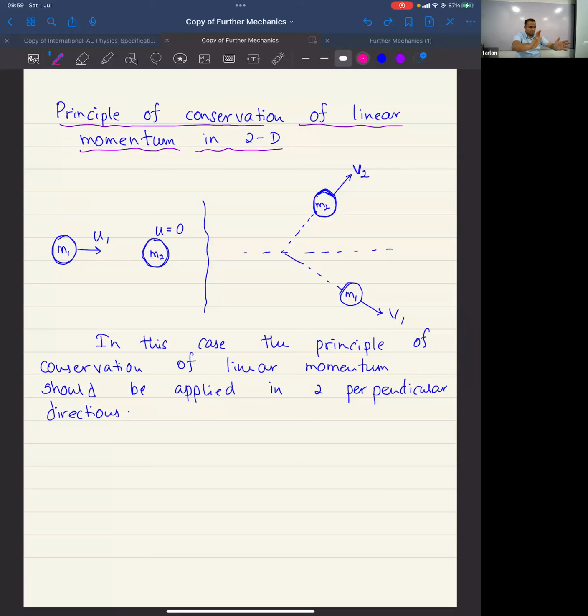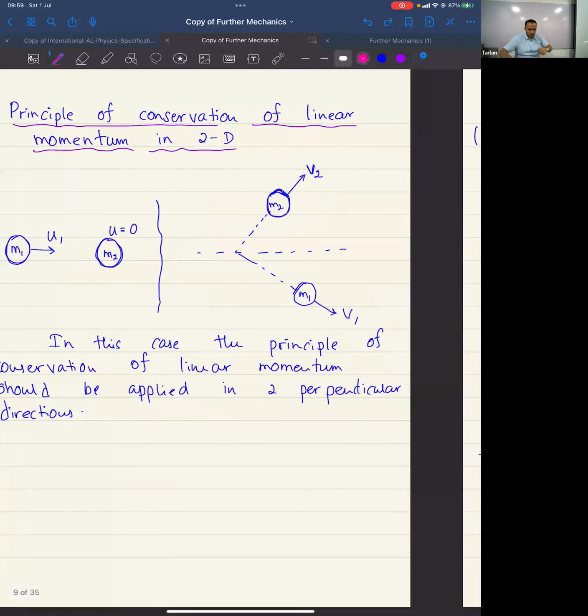In a particular direction, the total momentum before the collision is equal to the total momentum after the collision. So the questions that you have done on linear momentum were based on that. You consider the total momentum before, total momentum after, equate them, then find the mass or velocity or whatever. Theory is that. Now we have to do it in two perpendicular directions, not just one direction. That is the difference. I'll explain with an example.